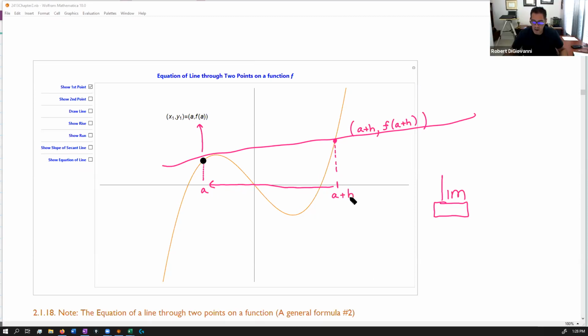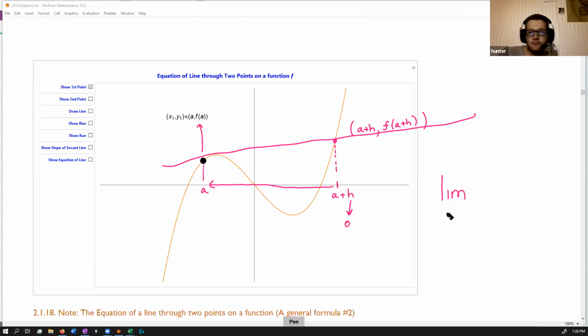Think about it. Whatever h is, the smaller h gets, the closer this point starts to move towards a, right? So if it's a plus a half, that would be close to a, but a plus a fourth would be even closer. a plus a tenth would be even closer. a plus 1/100th even closer, right? So to move this point over to a, we want that h to go to 0, and it'll slide it across. Yay or nay? Yes. Sounds good to me. Okay, so that means we're going to have this limit as h approaches 0.